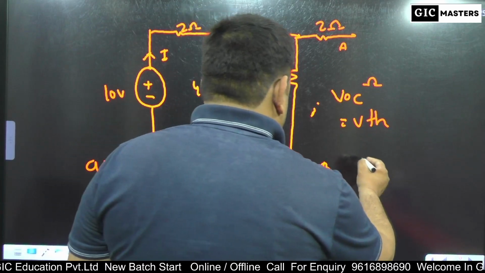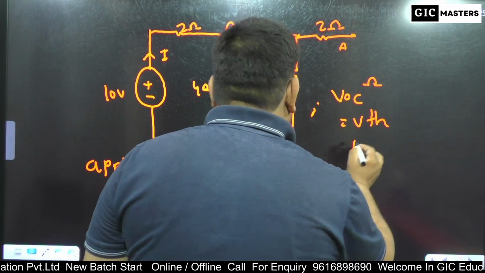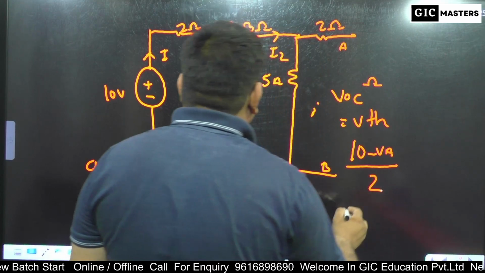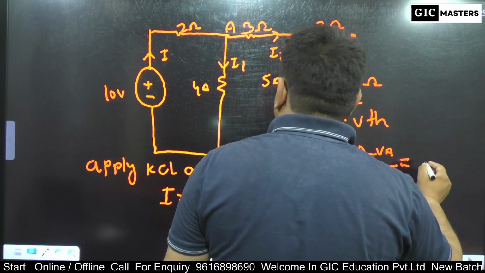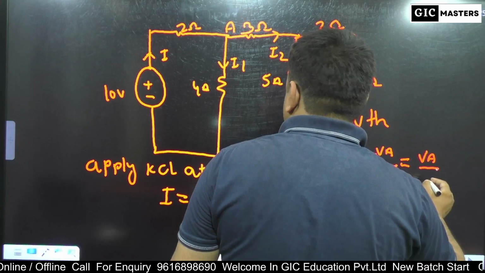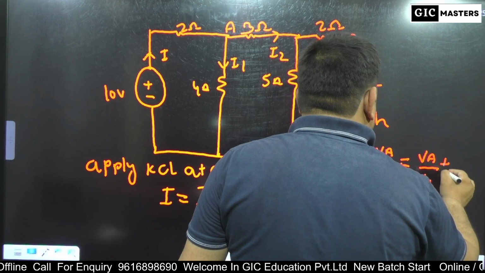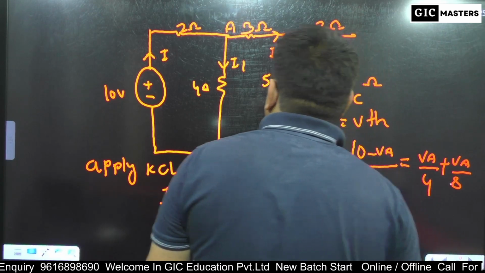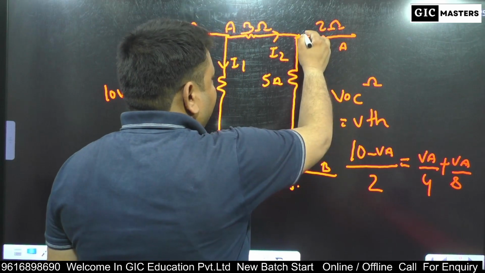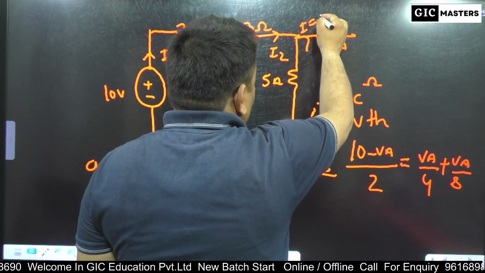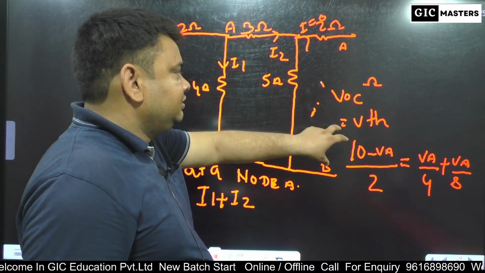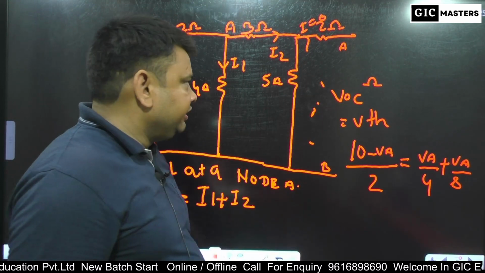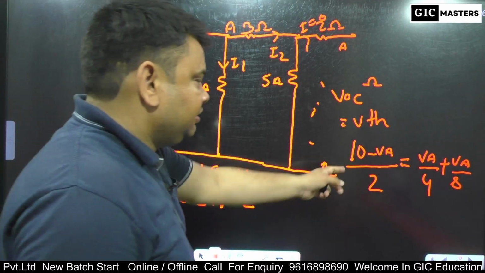So (10 minus VA) divided by 2 equals VA upon 4 plus I2, because here I equals 0, because this side is open circuit and no current flows through this circuit. So this is the first equation.